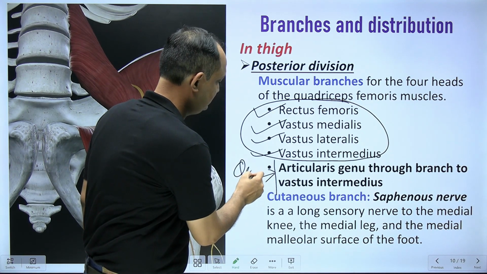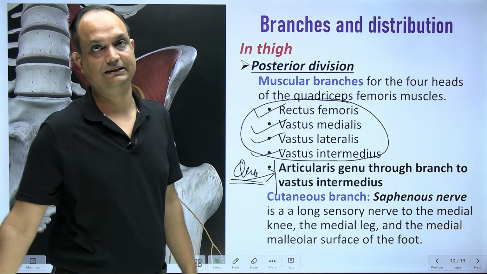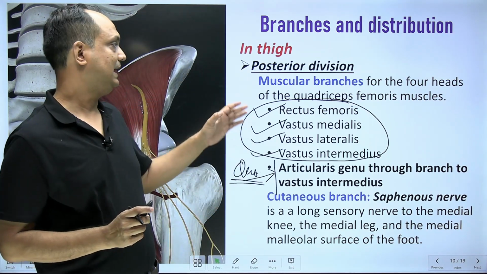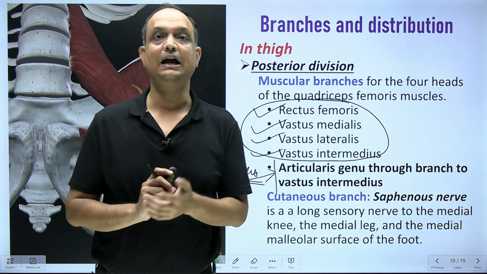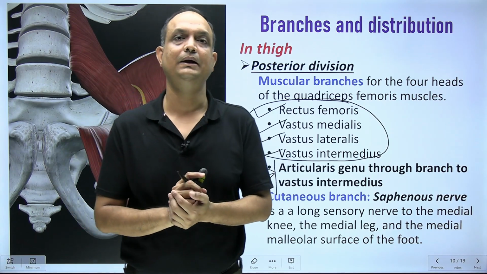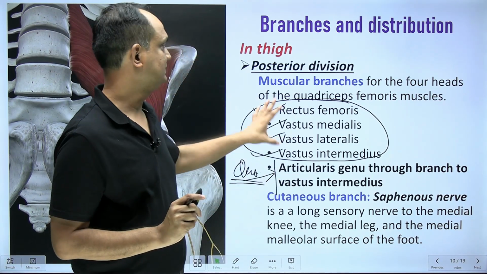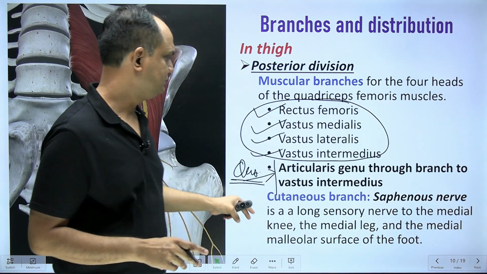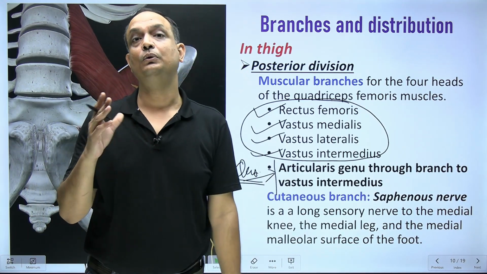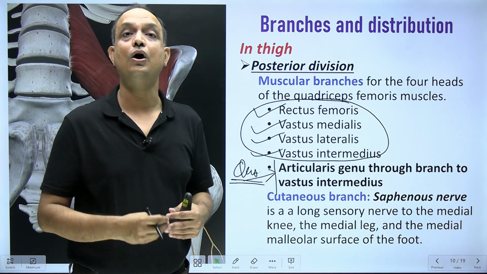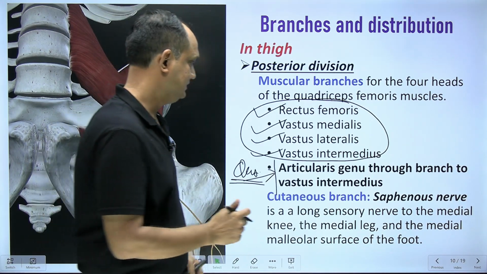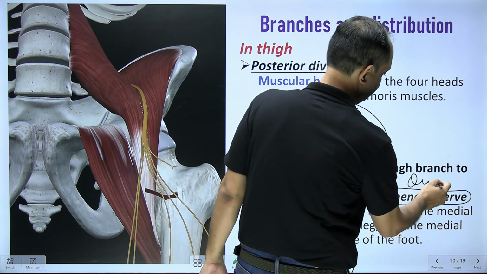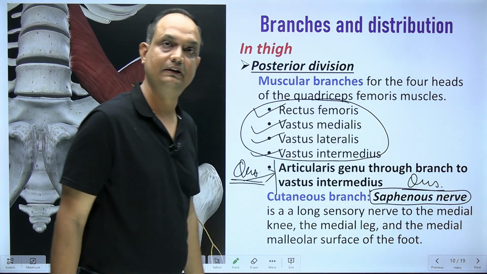Now this is a question which has been asked so many times in your exam. When you are talking about the front of the thigh, you have the sartorius and quadriceps. Sartorius is supplied by the anterior division and quadriceps is supplied by the posterior division. Now, this posterior division also gives a long cutaneous branch, and this long cutaneous branch is known as the saphenous nerve. What is that? Saphenous nerve.